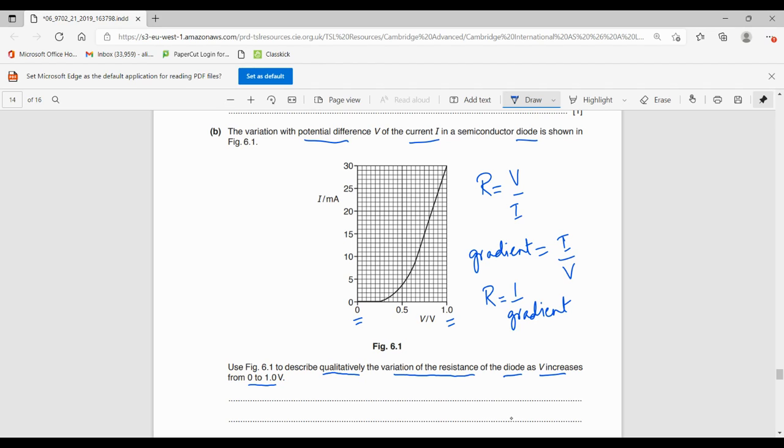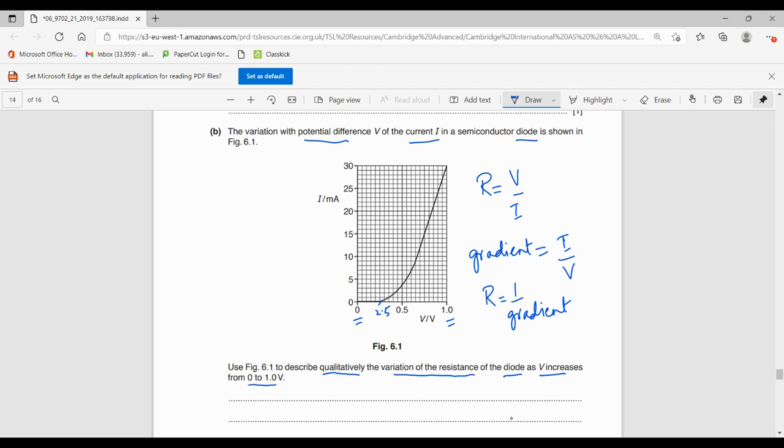Starting from 0 volts, we can see that the graph is a flat horizontal line till about 2.5 volts, which means that the gradient is zero and the resistance is really high. This is visible because no matter what the value of PD is, the current is zero. So there is infinite or very high resistance.